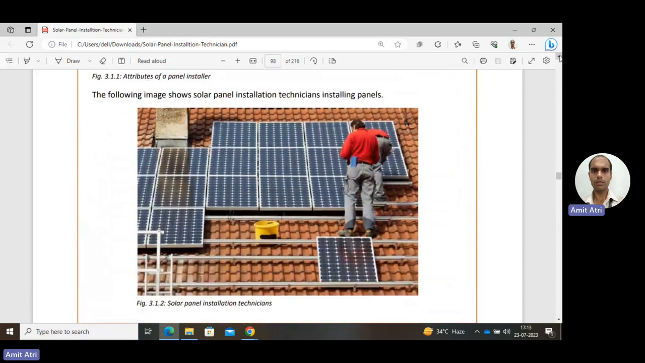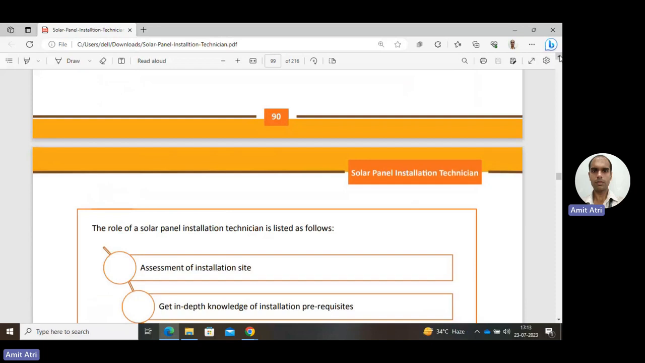Here in the image, the type of task to be done by the installer is shown, where rooftop installation is being performed in the sun. It also takes a lot of time, because the frame first, then the panels, are to be installed. We will discuss it in our coming units.